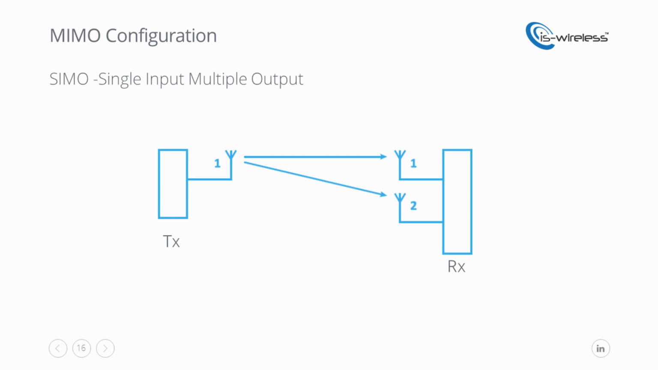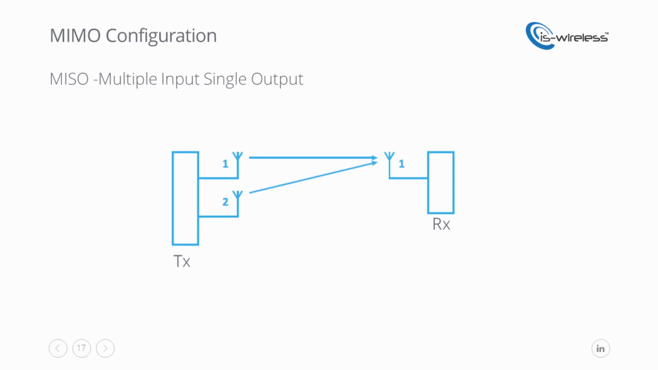Then we have single input, multiple output. This model is characterized by the transmitter equipped with one antenna and multiple antennas on the receiver side. It is often used to enable a receiver system that receives signals from several independent sources to overcome the effects of fading. This technology is used in mobile communication, digital television, or wireless local area networks. This is also known as receive diversity.